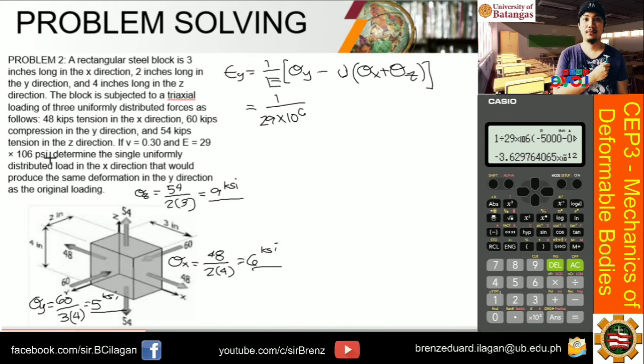Ayan, okay. So take note of this. This is in PSI. Therefore, yung mga values natin dito, yung 9 ksi, 6, and 5, i-convert natin to PSI. So, i-multiply lang natin ng 1,000. Okay? So, stress in Y. But take note of this. As you can see here, this is in compression. Therefore, the value of the stress here is negative. So, 5 times 1,000, that will be minus 5,000. And then minus the Poisson ratio na 0.3. And then quantity, stress in X. So 6,000 plus 9,000.